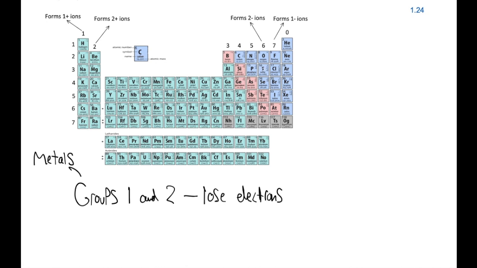It's very similar for group 7 elements, except they have 7 electrons on their outer shell, and so only need to gain 1 electron to get a full shell of 8. And this means that they form 1- ions.